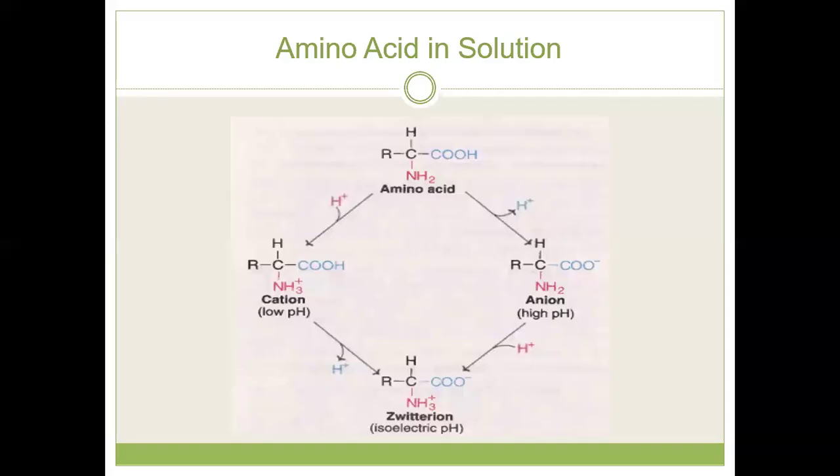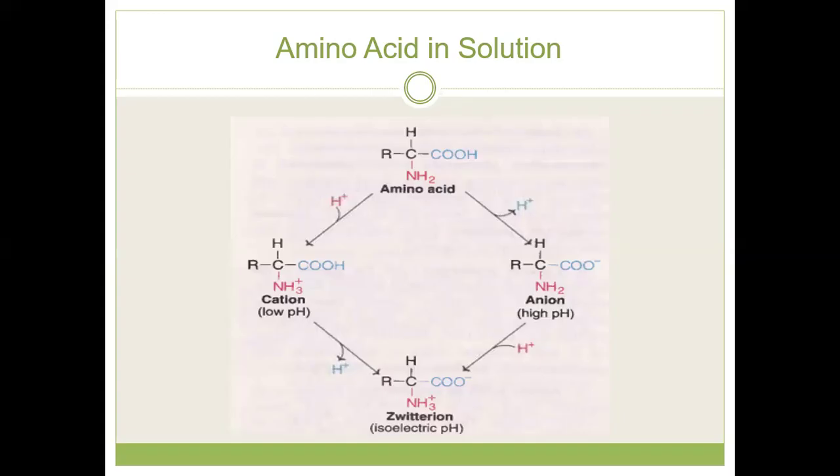Why is it called zwitterion? Because zwitter means hybrid. So hybrid ion, meaning a compound containing both a positive and a negative group. So all these depend on the pH of the solution.